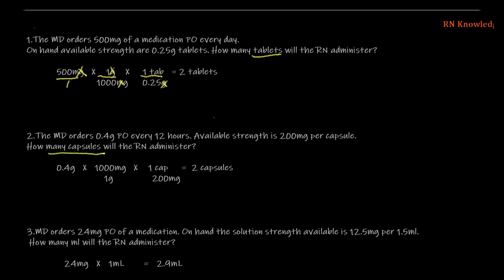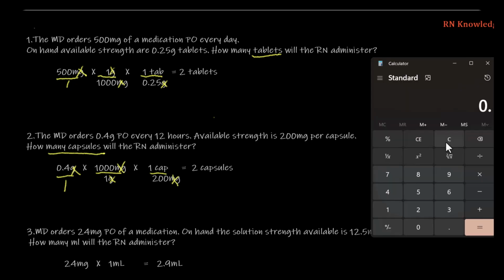So in this problem, we're looking for capsules. I've set up the problem with the MD order, 0.4 grams over the placeholder 1, times our conversion factor, 1,000 milligrams over 1 gram, times 1 capsule over 200 milligrams. We work diagonally, cross-canceling the grams and cross-canceling our milligrams.